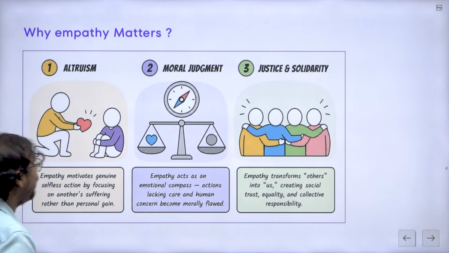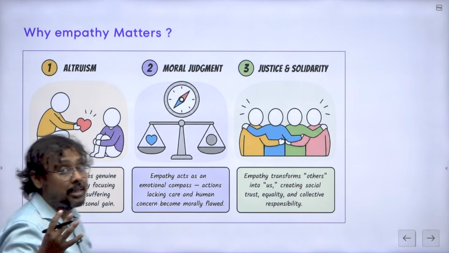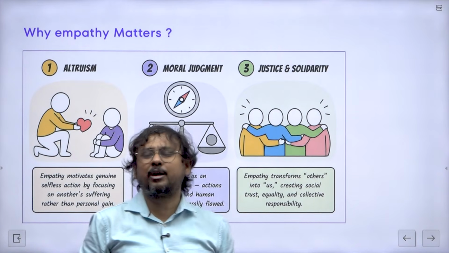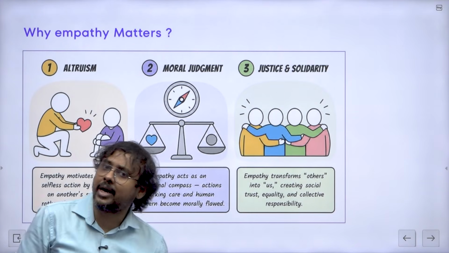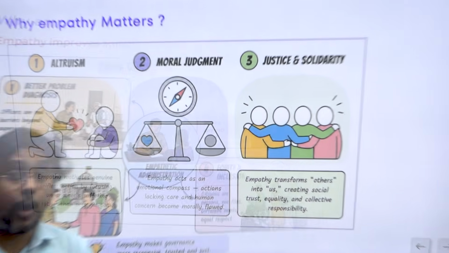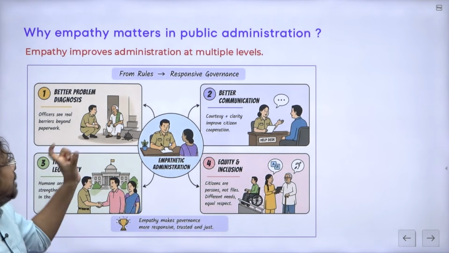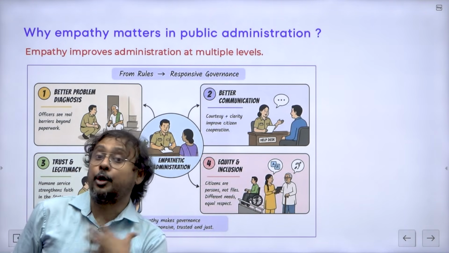What is the second reason why empathy matters or empathy is important? Because of moral judgment. It guides your moral judgment because it comes from a very good place of helping others, right? It guides your moral judgment. Now let's see how empathy helps in making our administration more humane, right?